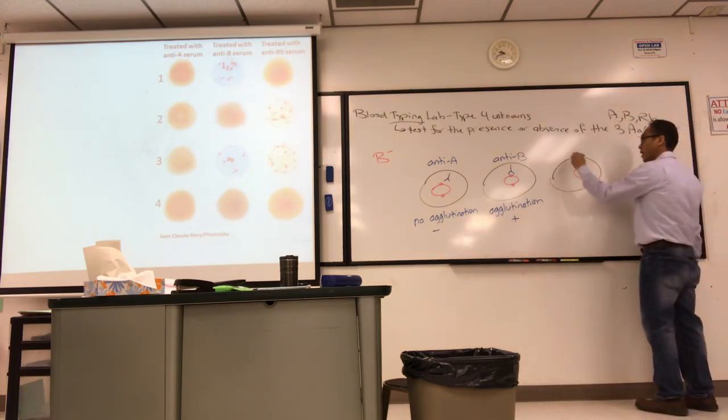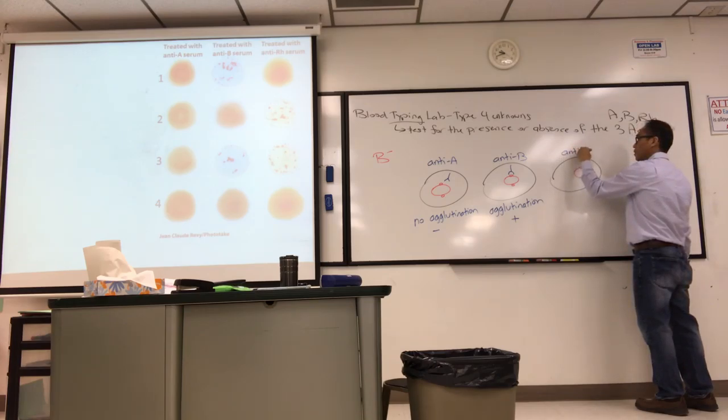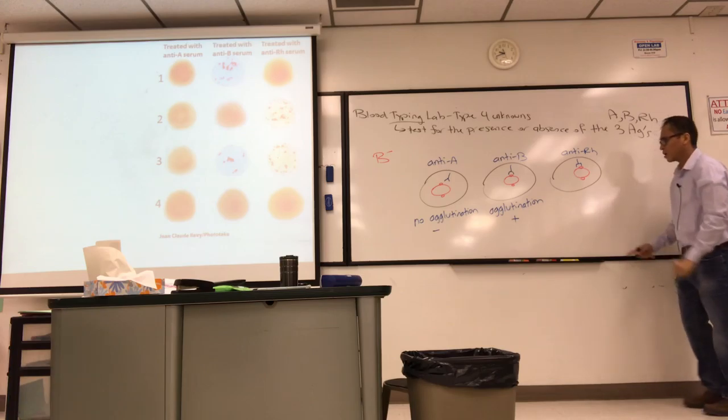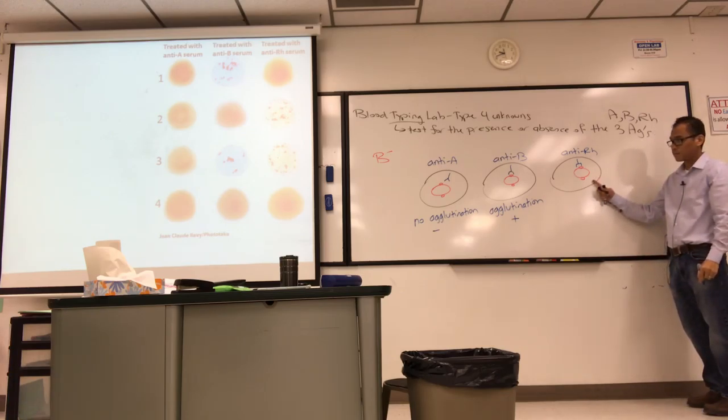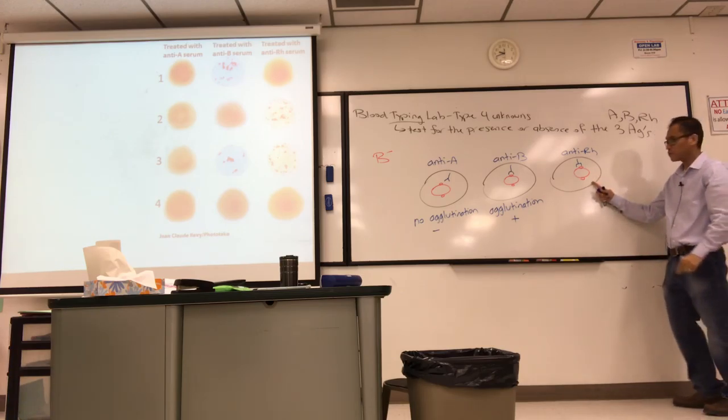The other one, add a serum of anti-Rh to your unknown blood. What's the result? No agglutination. Negative result.